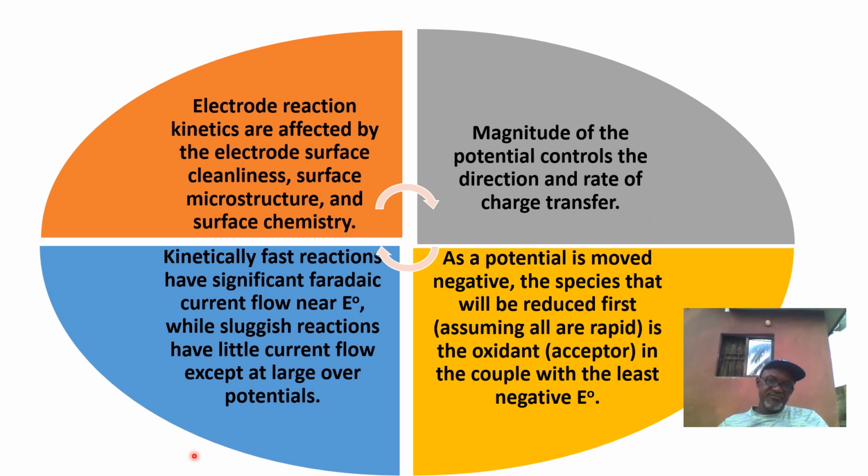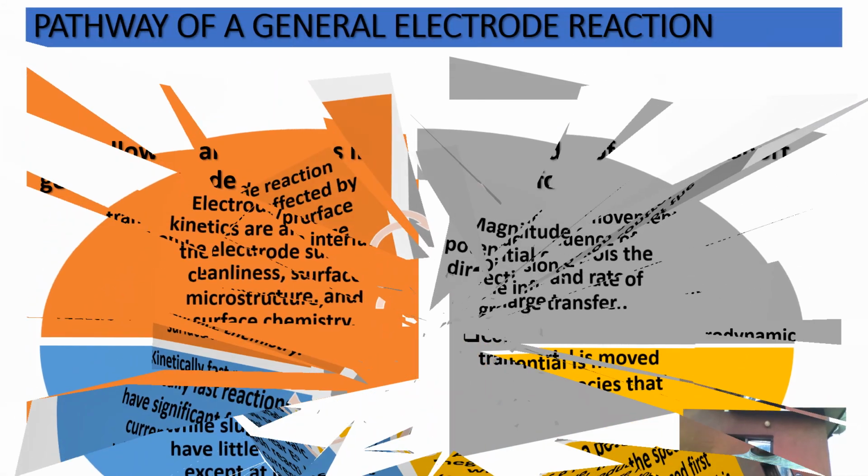Kinetically fast electrons have significant Faradaic current flow near E0 values, while sluggish reactions have little current flow except at large overpotentials. As the potential is moved negative, the species that will be reduced first, assuming all are rapid, is the oxidant, that is the acceptor, in the couple with the least negative standard electrode potential.